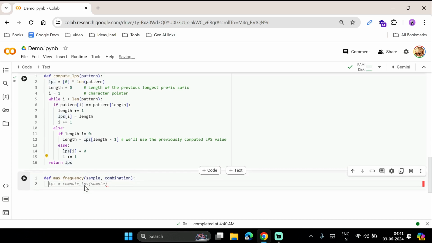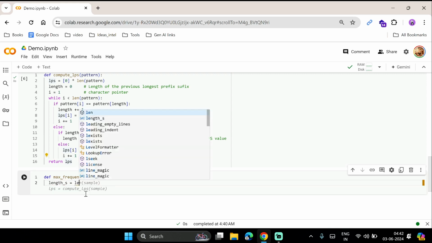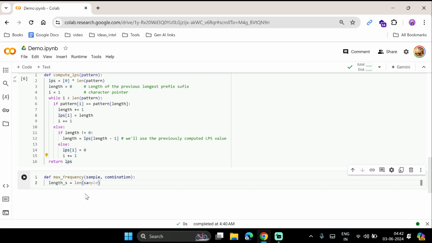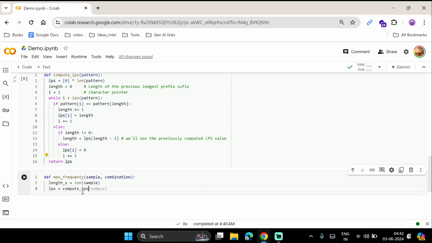Now, first of all, we need to calculate the length of this sample string. So let's say length of sample string, we can use the len function, length of sample. And now with this length, we can also find out the LPS as well. So LPS equals to, we can use this function that we have written initially, compute LPS of sample.